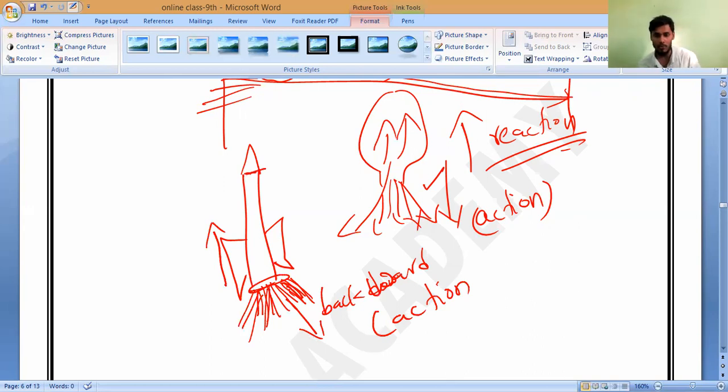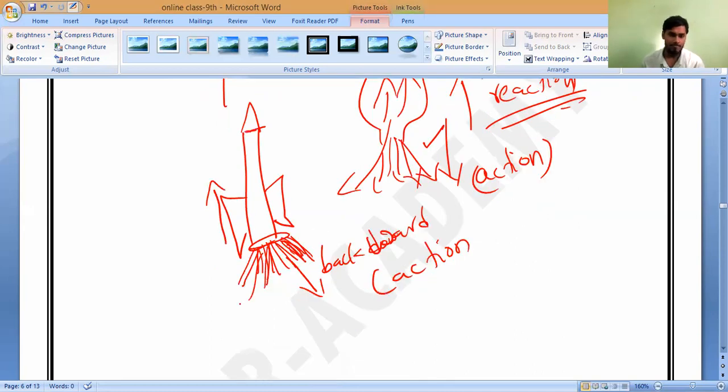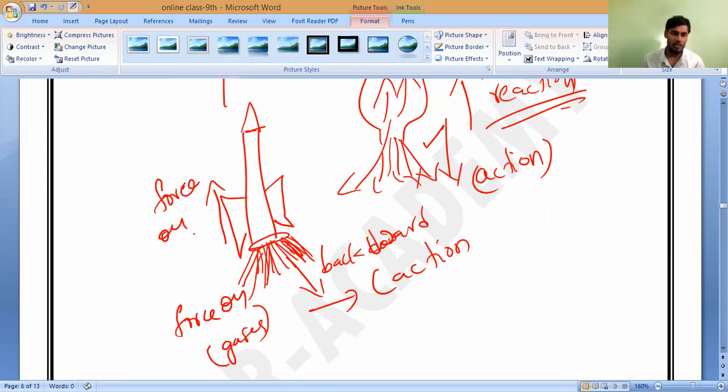Do you understand, all of you? Yes, sir. The force on the rocket, we call reaction. The force on the gases, what do we call it? The force on the gases is called action. So the force on the rocket is called reaction, and this is called action. Is there any doubt? Anybody please ask me.